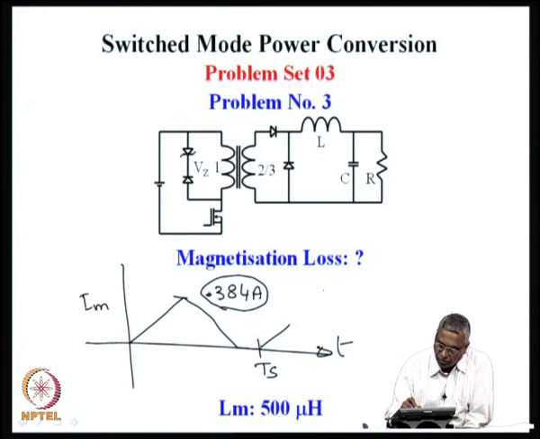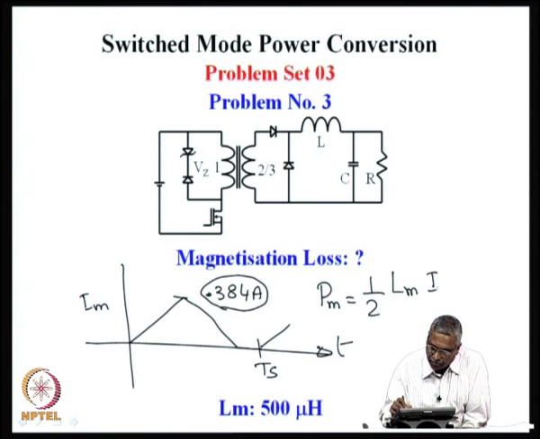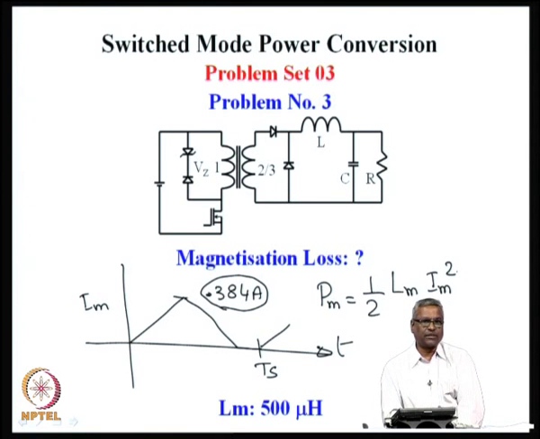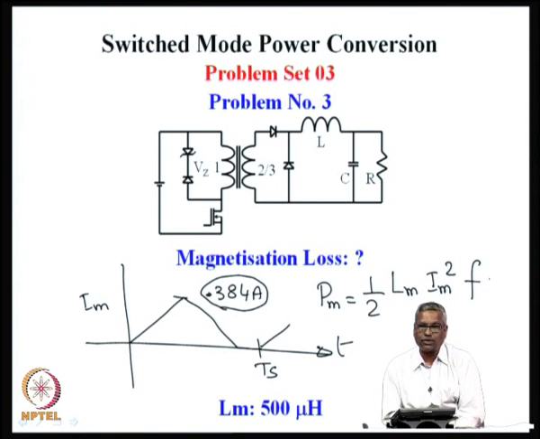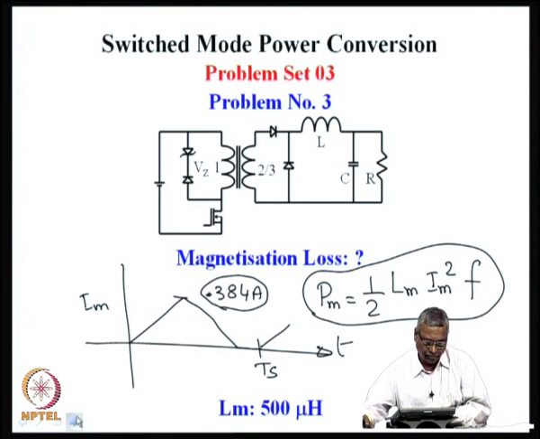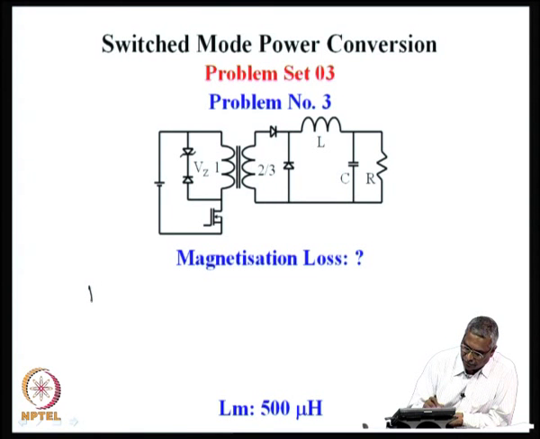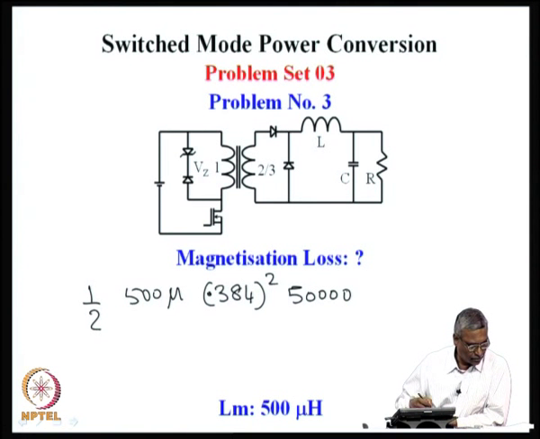So, we can say that the magnetization loss Pm can be written as whatever is the energy in this Lm, 1/2 of Lm into Im square. This is the energy stored in the inductor, and if we switch at 50 kilohertz, every cycle so much energy is lost. So, this would be the total magnetization loss, and this can be calculated as 1/2 Lm, which is 500 micro, and Im is 0.384 whole square, and frequency is 50 kilohertz, 50,000.